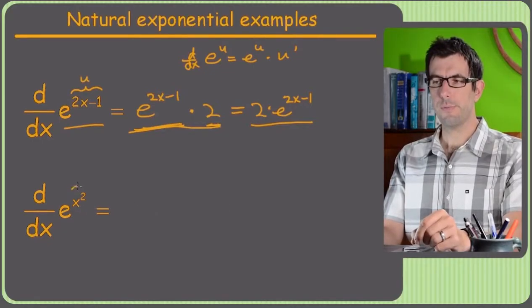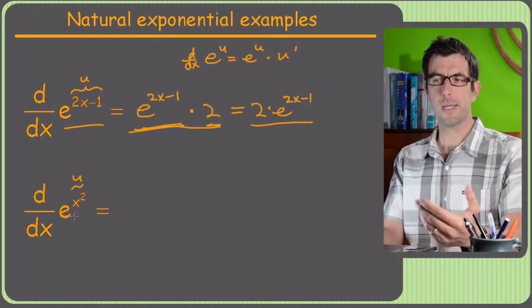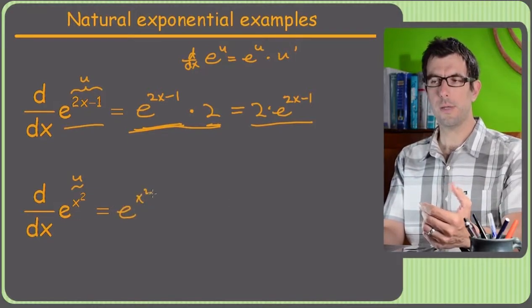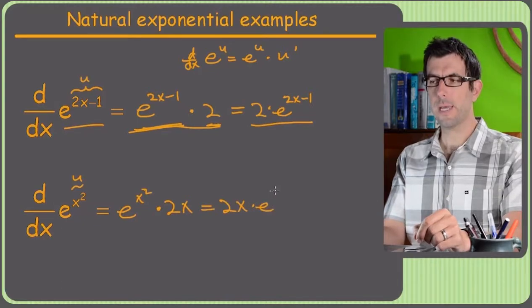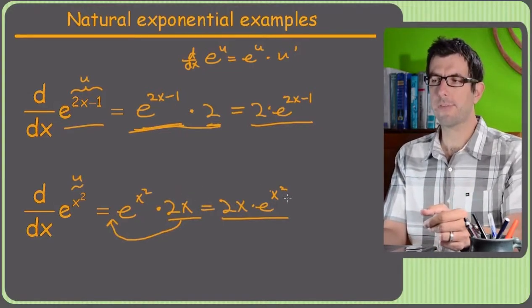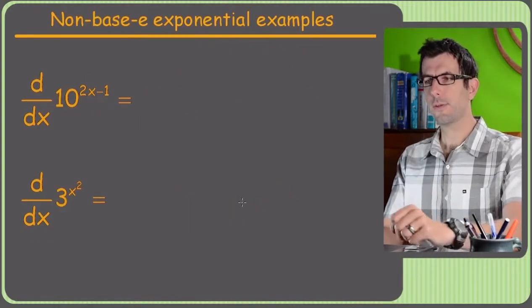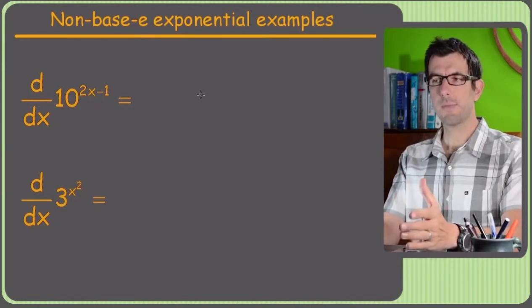What's the deal with this one? Well, once again, we got a u right here, an exponent. So the derivative of e to the x squared is just e to the x squared. Just don't want to forget that u prime, which is, in this case, 2x. So we're going to get 2x times e to the x squared. We take this 2x and move it out front to make it look better, in my opinion. Your opinion may vary.